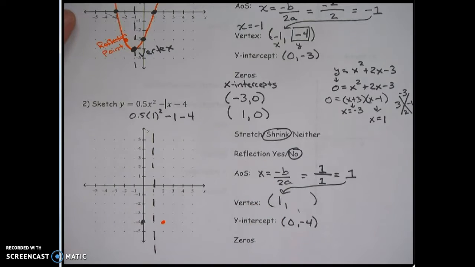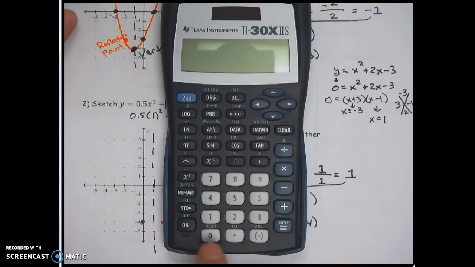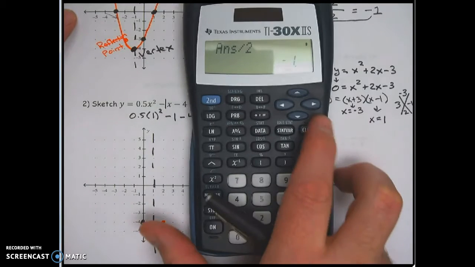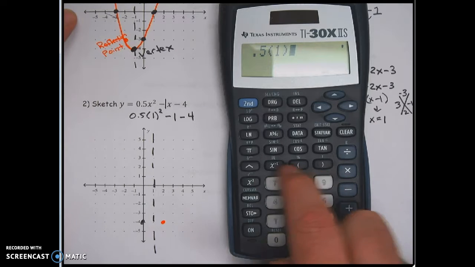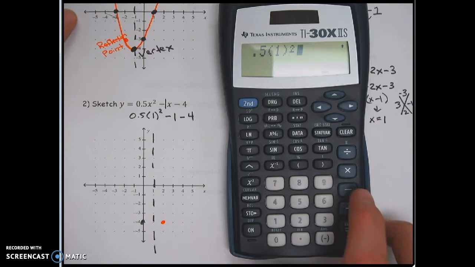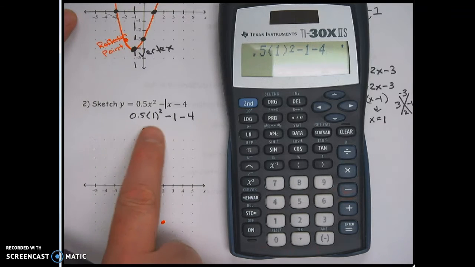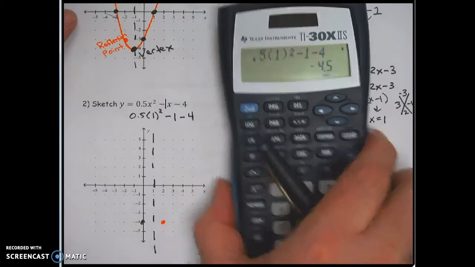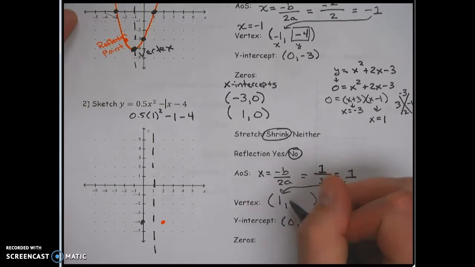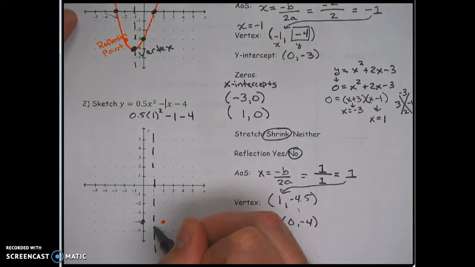You can always use your calculator if you're not sure how to do it in your head. You can just grab your calculator and type in what you wrote. So in my case, I had 0.5 times 1 squared minus the 1, because my x value is 1, minus the 4. So I can just type in what I have written right here, and you can just double check that you have the right answer. It is indeed negative 4.5. So my vertex is going to be right here.